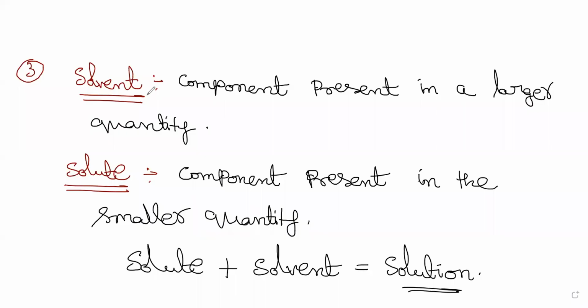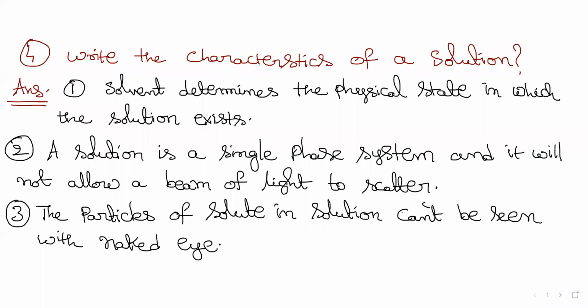The next terms of definition are solvent and solute. The component present in the larger quantity is called the solvent, and solute is the component present in the smaller quantity. These two terms, solute and solvent, are relative to each other. And solute plus solvent is nothing but solution. So that's the idea here.